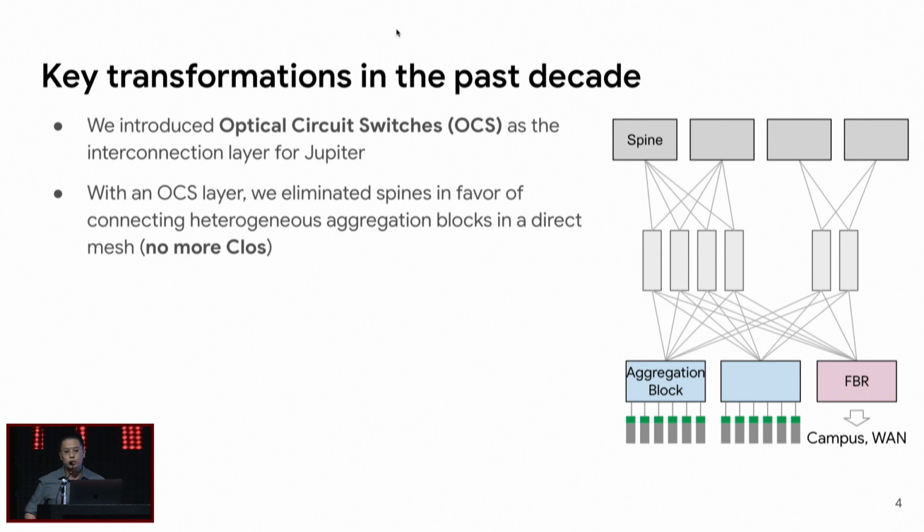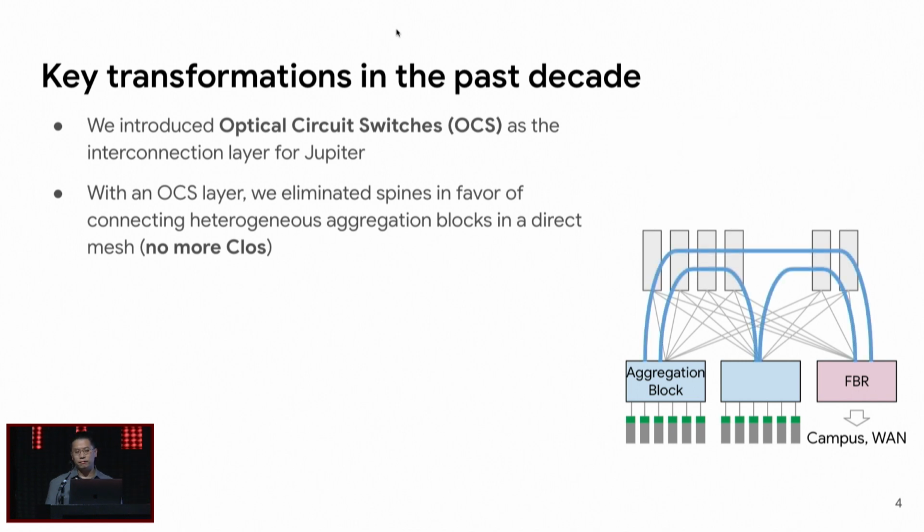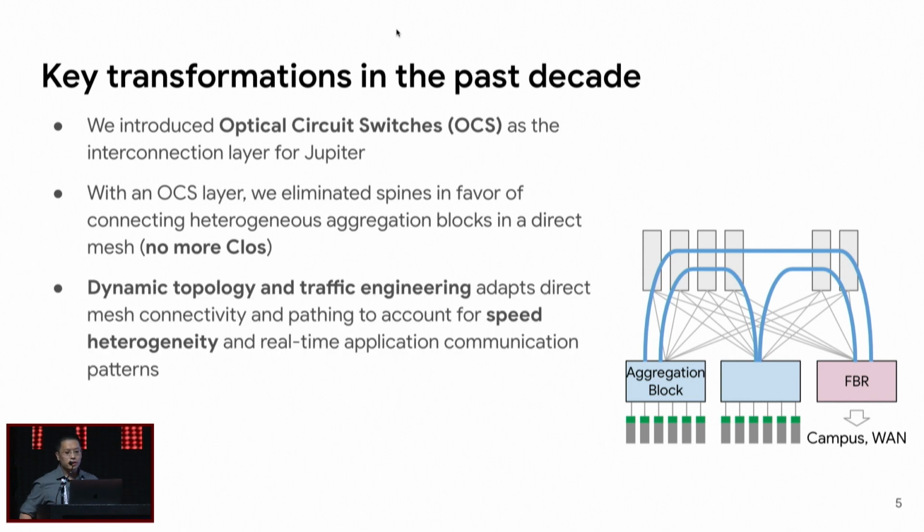Second, we no longer use cloud topologies. We have eliminated the spine layer in favor of directly connecting the aggregation blocks in a mesh. Along with that, we have introduced dynamic topology and traffic engineering, which adapts this mesh connectivity and pathing to reflect the application communication patterns, as well as the speed heterogeneity that is present in all our fabrics.